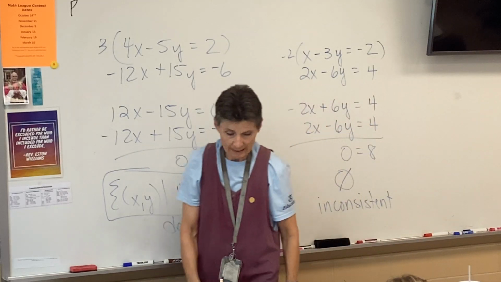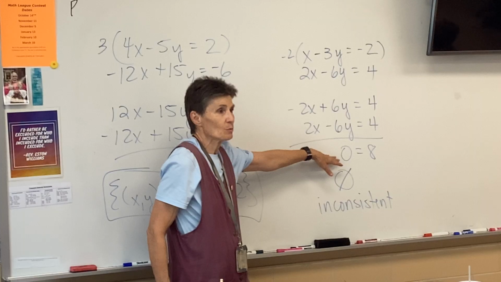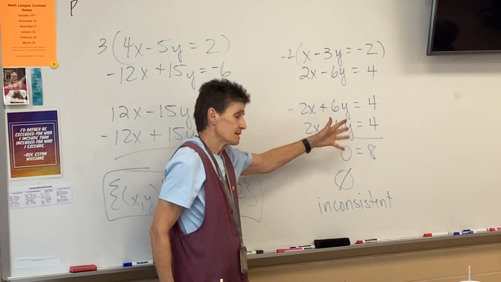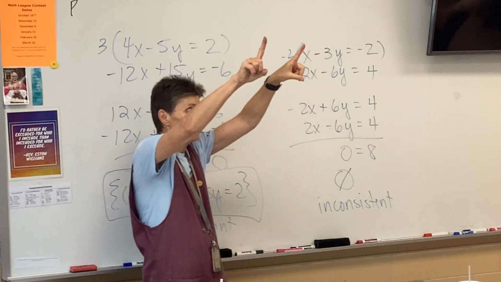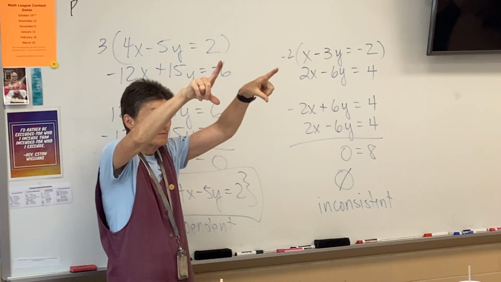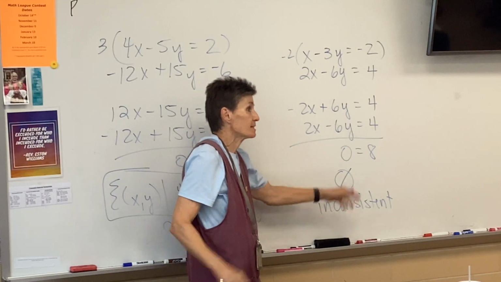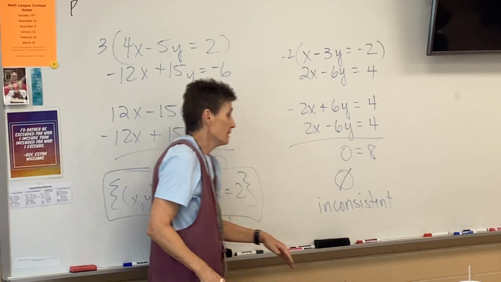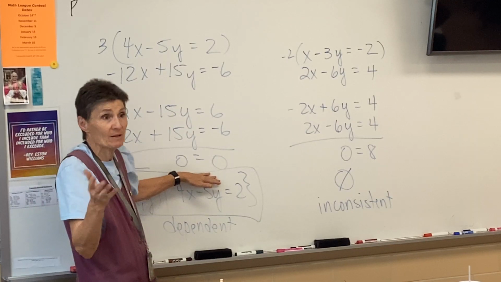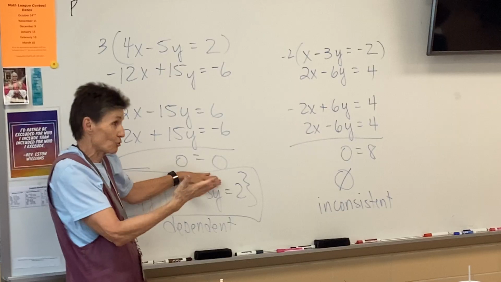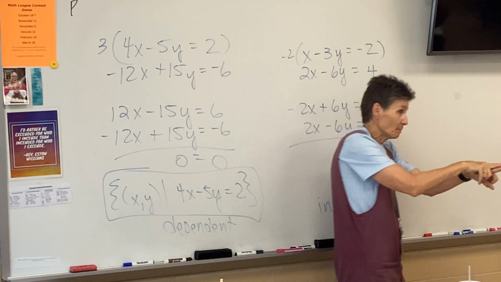You've got like 1 minute left. Did this happen for you on this one? So obviously 0 can't equal 8. So that means these lines are parallel. They don't intersect. The math language for don't intersect is inconsistent. And then over here, I got 0 equals 0. You may have gotten 5 equals 5 or something. But it's true. So what does that mean? They are the same line.